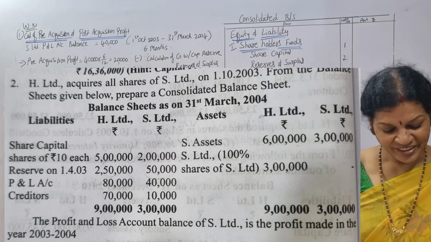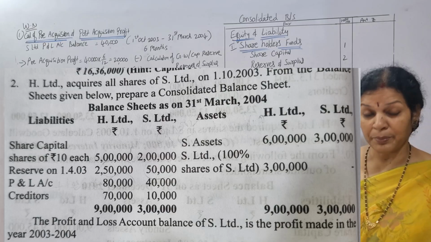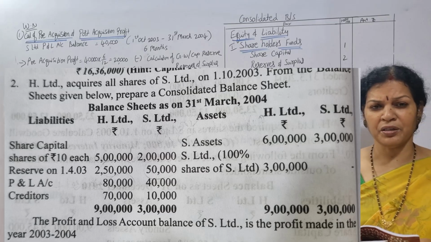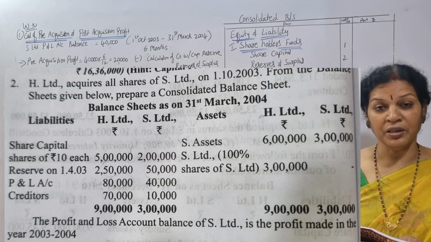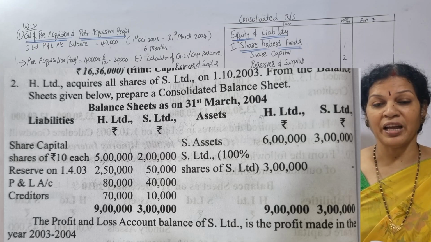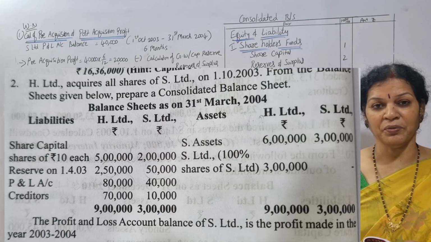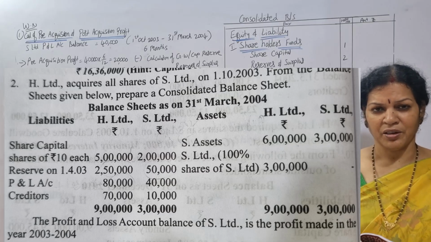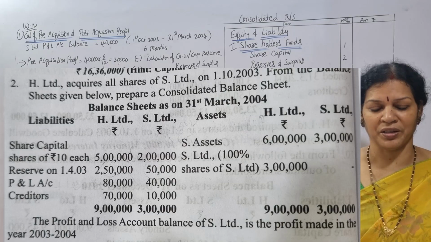Point to be noted. Next, the profit and loss account. Profit and loss account is here 80,000 and 40,000. The holding company's 80,000 will be shown in the balance sheet, and we'll add it to reserves and surplus. The 40,000 we are not going to take into the balance sheet. This 40,000 will be used to calculate pre-acquisition and post-acquisition profit, according to the dates given, October 1st to 31st March. 6 months we are getting. So there we are going to use this 40,000.